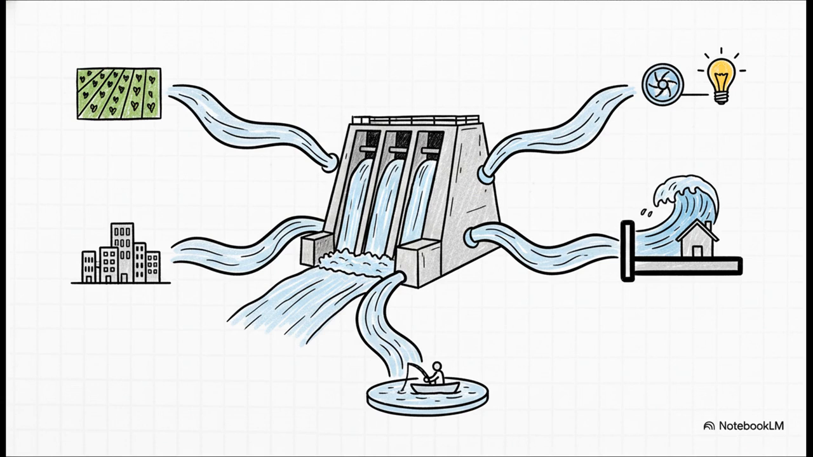And they were called multi-purpose for a very good reason. They were designed to do many, many jobs all at the same time. Let's see. They provided water for irrigation for our farms, they generated electricity, they supplied water for homes and industries in the cities, they helped control floods, and even created opportunities for things like fishing and boating. A perfect example of this is the Bhakra Nangal project.